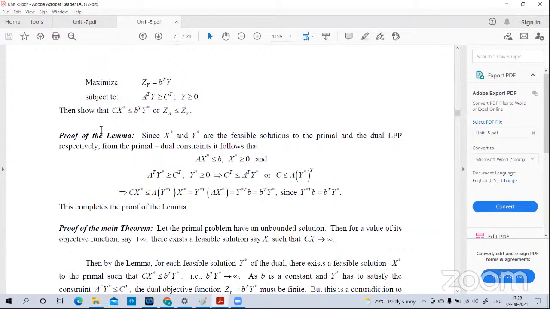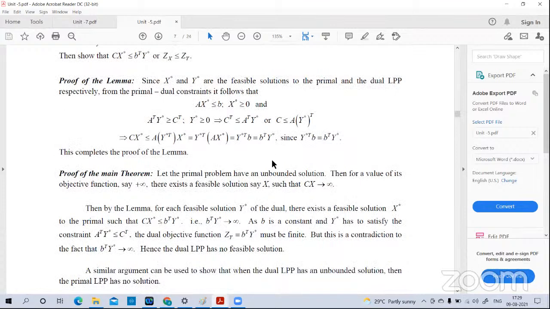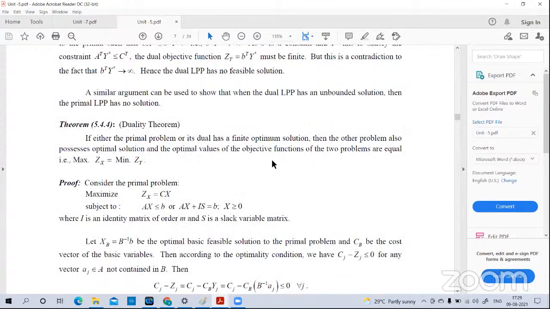A transpose into x star equal to y star transpose into b equal to b transpose y star. Since y star transpose, and then the complete problem is a minimal problem. It is the primal problem when we convert it to the dual problem. It is the optimal solution. The other problem also possesses an optimal solution, and the optimal values of the objective functions of the two problems are equal. It is maximization Z is equal to minimization Z.